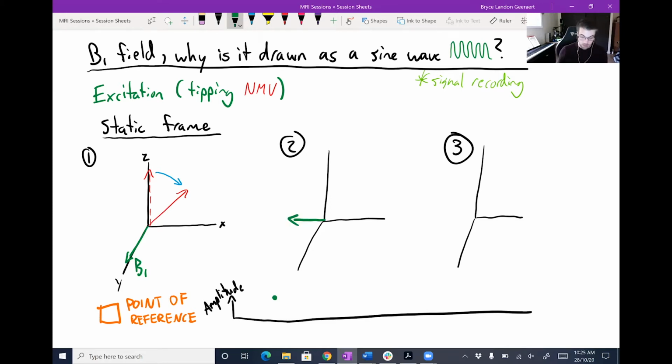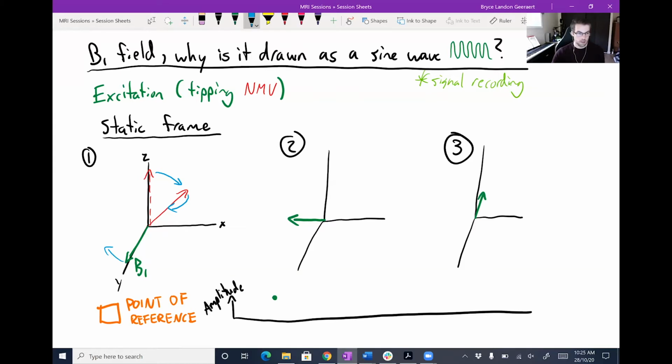But so time 2, the B1 field has precessed. I should draw some arrows. Blue. Okay, so as the net magnetization vector is precessing around the z-axis, as it's wont to do, the B1 field is also going to be precessing at the same rate, that resonance condition.